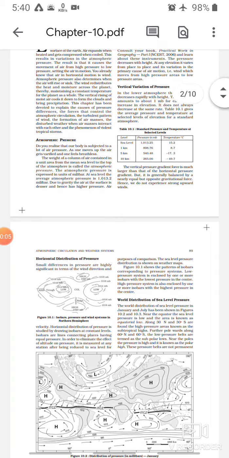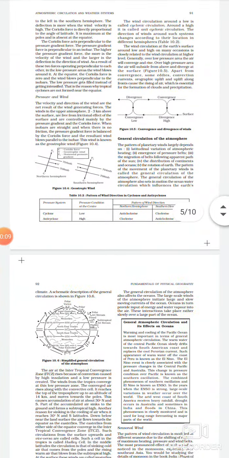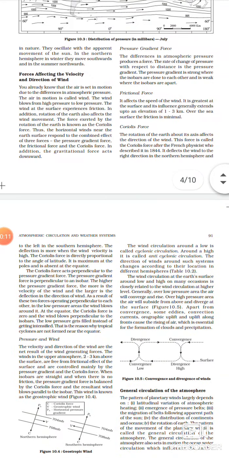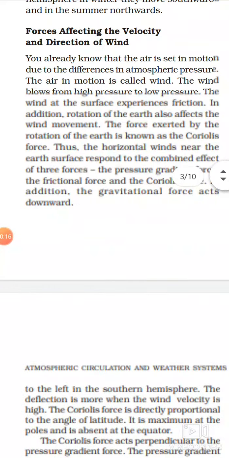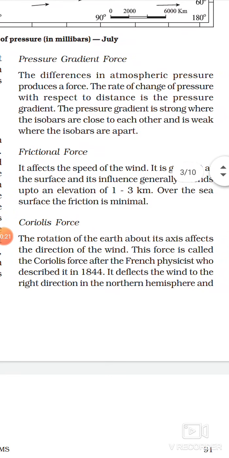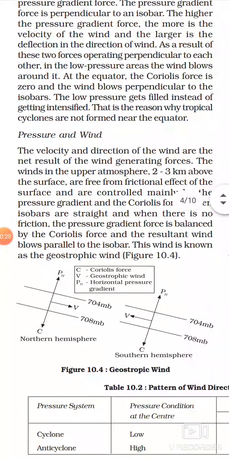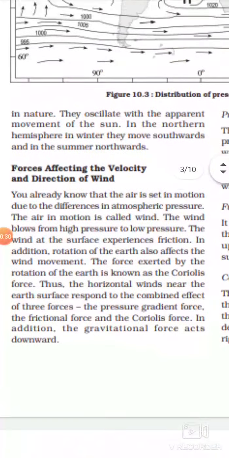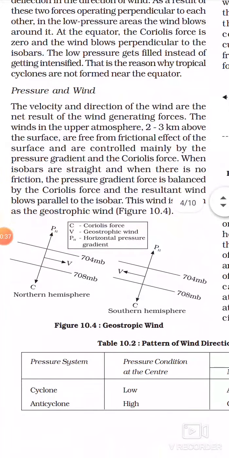Now let's begin with what we had left yesterday. Yesterday we were discussing the factors which are affecting the velocity and direction of wind. In that we had discussed the pressure gradient force, the frictional force and the Coriolis force. The next factor affecting the velocity and direction of wind is the pressure and wind.